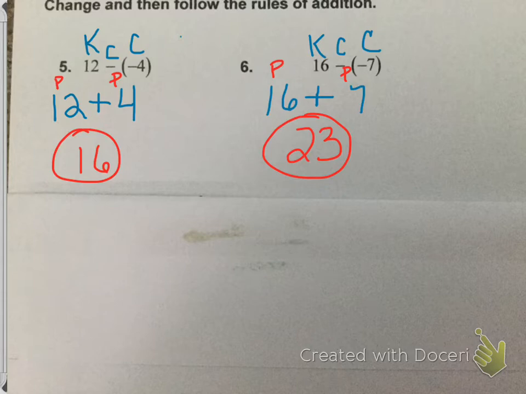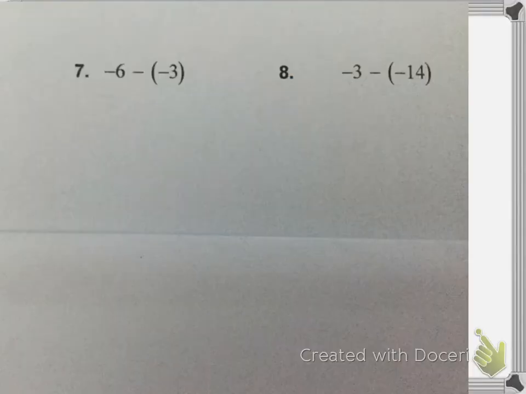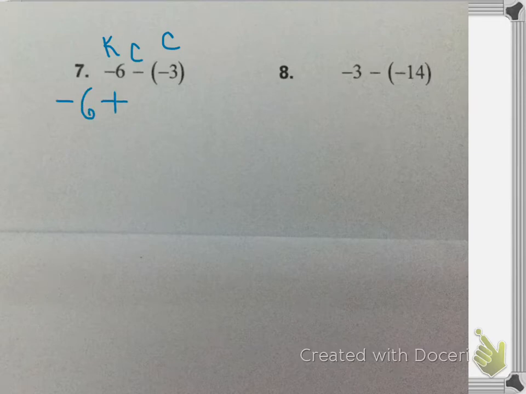Okay, let's look at the next two, 7 and 8. Number 7, we have -6 minus -3. That double negative, I want to get rid of it. So I'm going to keep, change, change. I'm going to keep my -6, change my subtraction to addition, change my -3 to a +3.